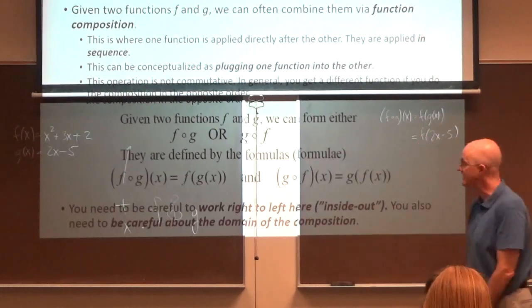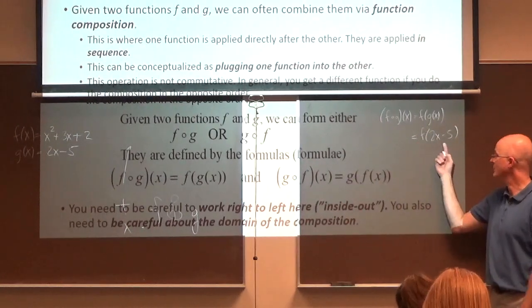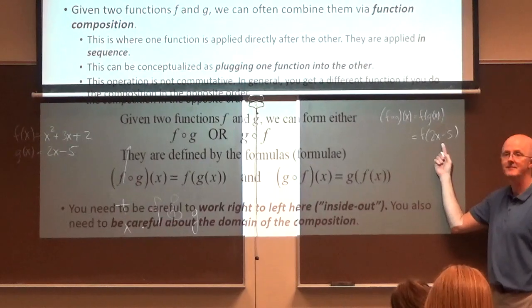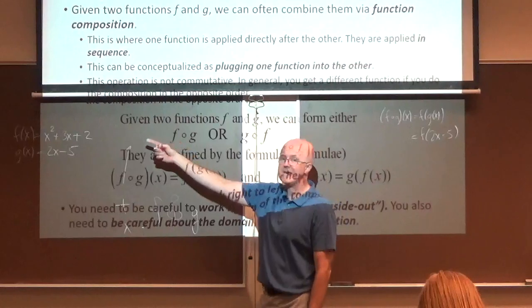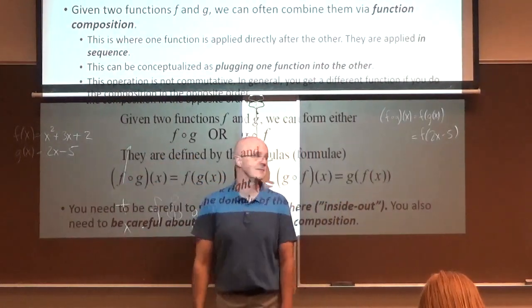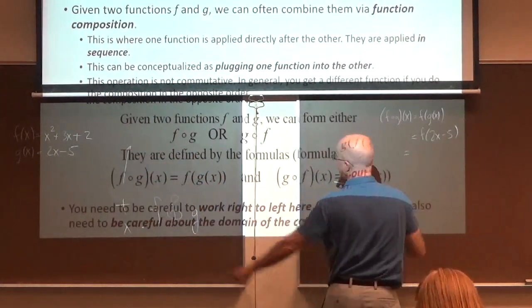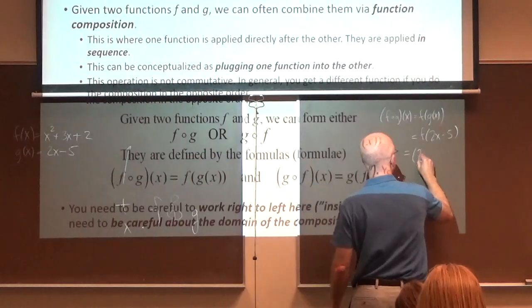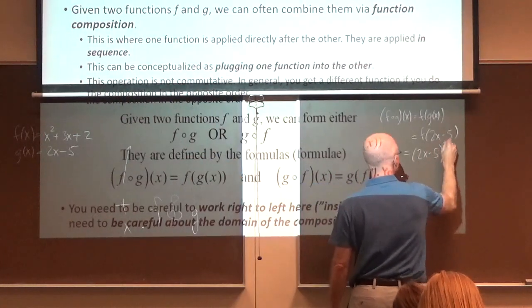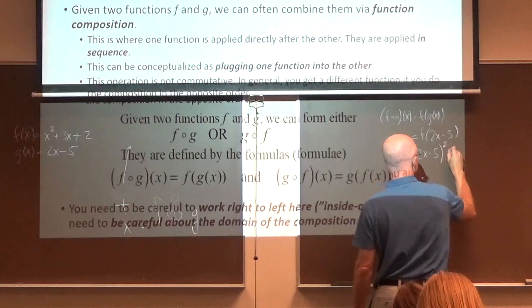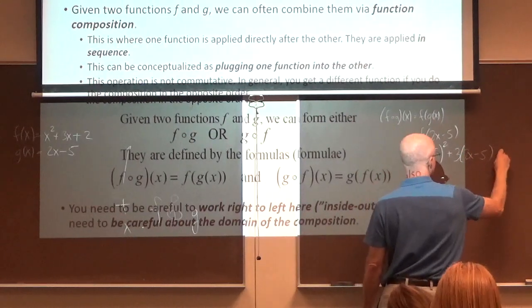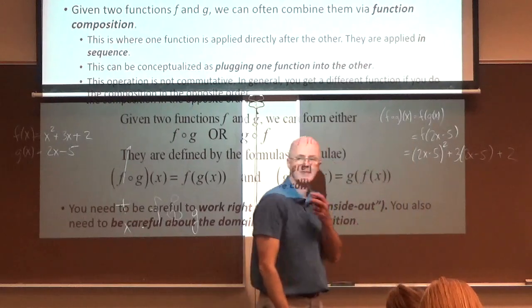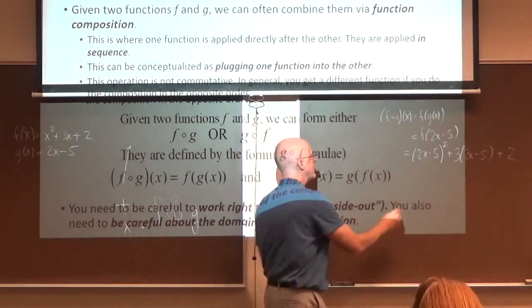And remember, we talked last week about this. No matter what's inside the parentheses, when you look at the formula for the function, replace x by that thing. So looking at that formula for f over there, I have to take 2x minus 5 quantity squared plus 3 times 2x minus 5, and then plus 2. And then the goal would be to simplify this.